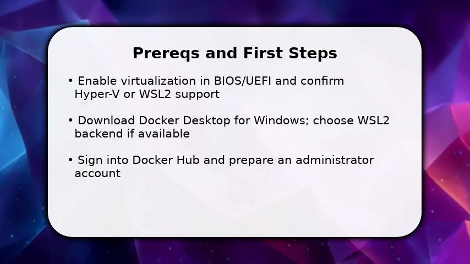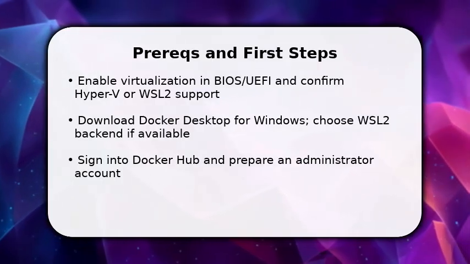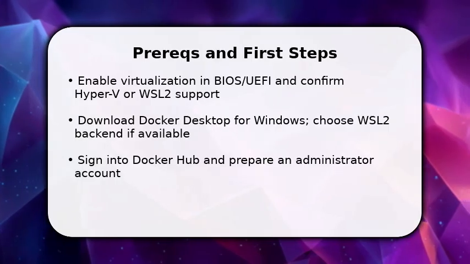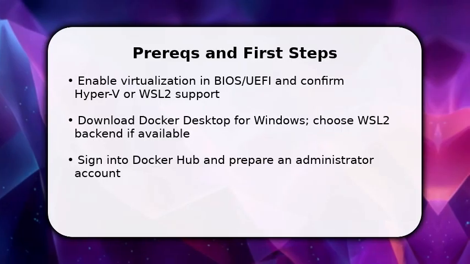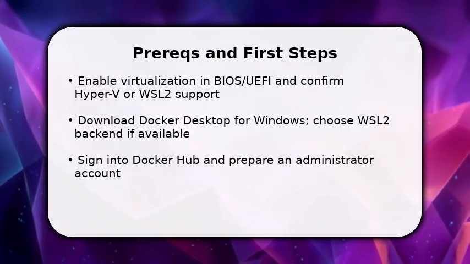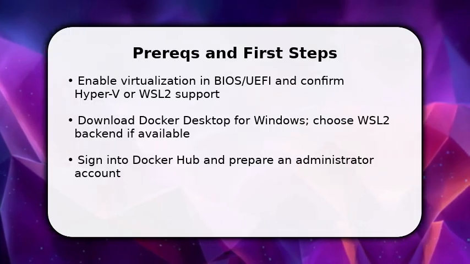You start by verifying prerequisites. Enable virtualization in BIOS and decide between Hyper-V and WSL2 because Docker needs a Linux kernel backend. Once done, download Docker Desktop for Windows and run the installer as administrator. This ensures services register correctly.